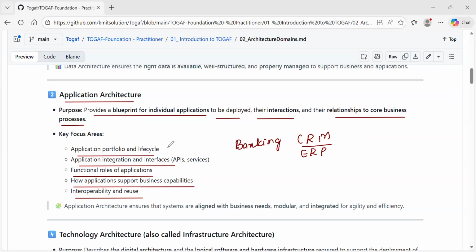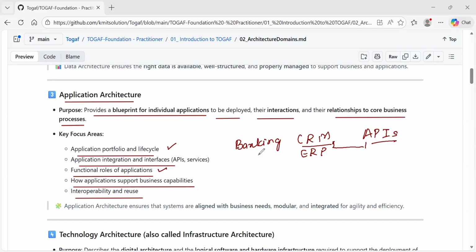So application portfolio and its life cycle, application integrations and interfaces. So consider there are some services these days, microservices, APIs, right? Which is the application programming interface. So how it is integrated, for example, you want to invoke this API using the CRM application or ERP applications. So that is another focus area of this particular application architecture.